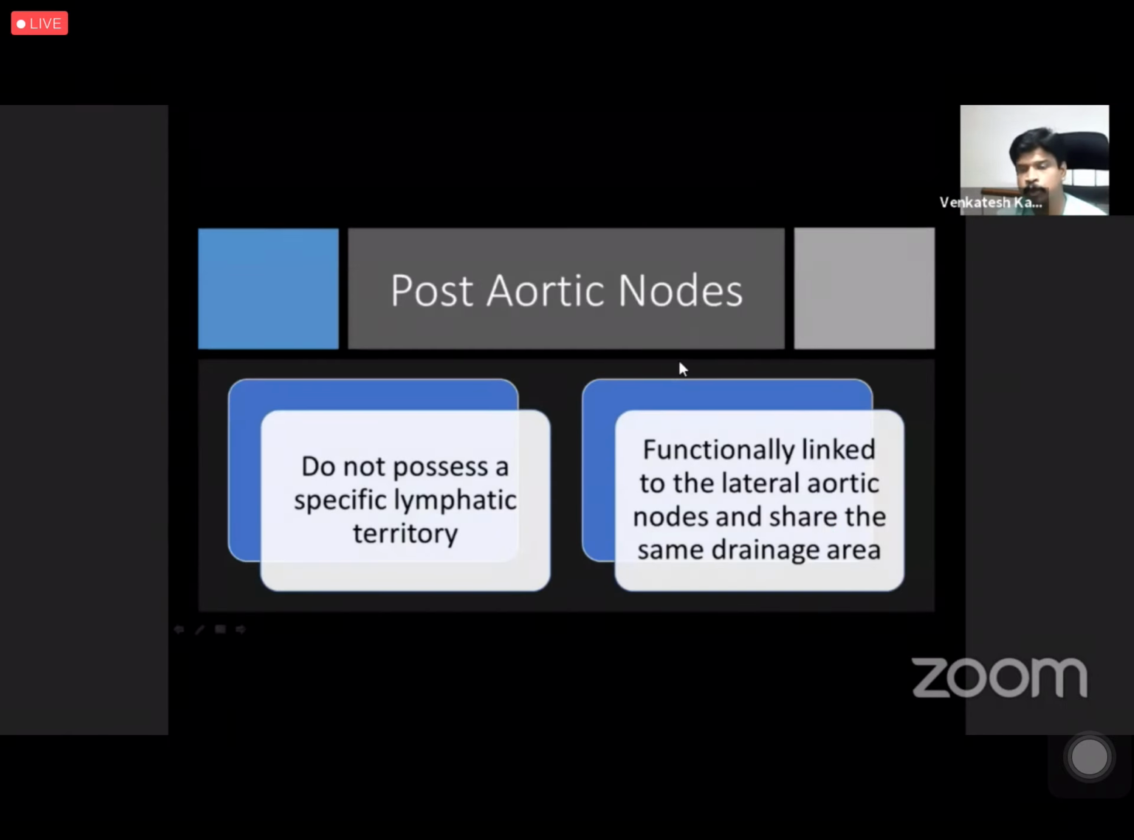So the next comes the post-aortic nodes. This post-aortic node, as such, does not possess any specific lymphatic territory, and it's functionally linked to the lateral aortic group of nodes, and it shares the same drainage area. So we have seen the pre-aortic, that is the peri-aortic lymphatic region. We have seen the groups, out of which one is the pre-aortic, then the lateral aortic, and then the post-aortic. And again, the pre-aortic group of lymph nodes drains the digestive portions, and the lateral aortic group of lymph nodes drains the urogenital system.